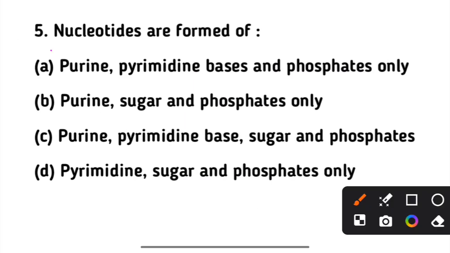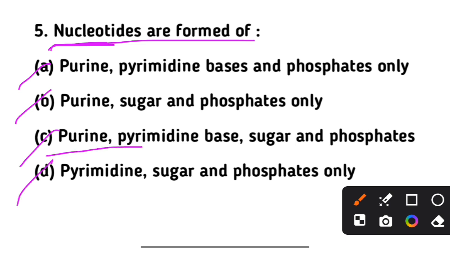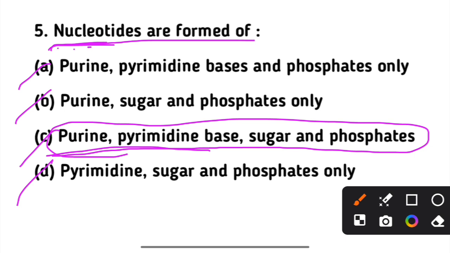Question 5. Nucleotides are formed of. Option A, purine, pyrimidine bases and phosphates only. Option B, purine, sugar and phosphates only. Option C, purine, pyrimidine base, sugar and phosphates. Option D, pyrimidine, sugar and phosphates only. Option C is correct. Nucleotides are formed of purine, pyrimidine base, sugar and phosphates.